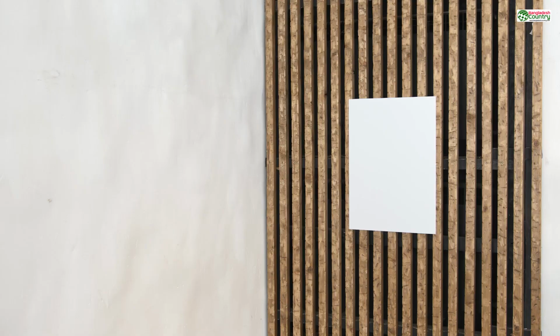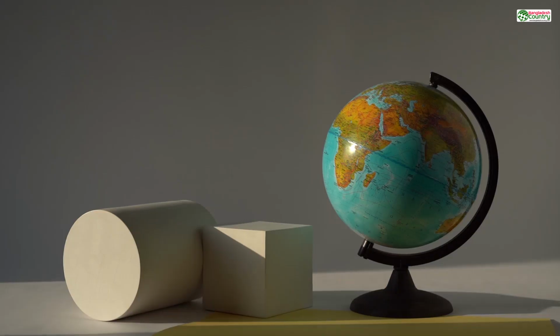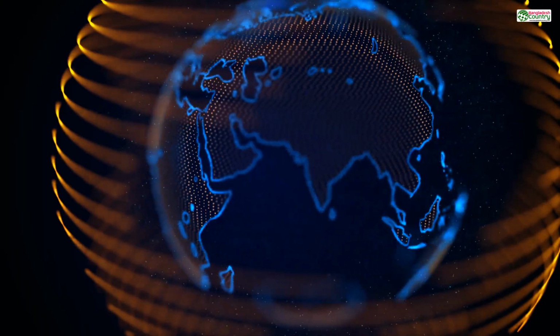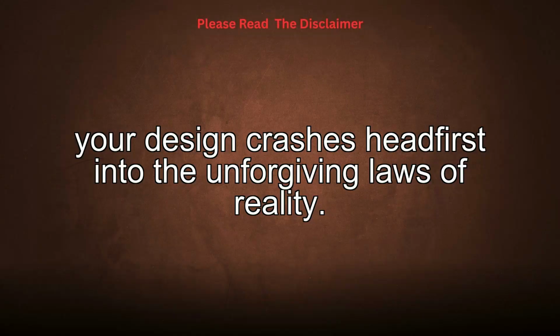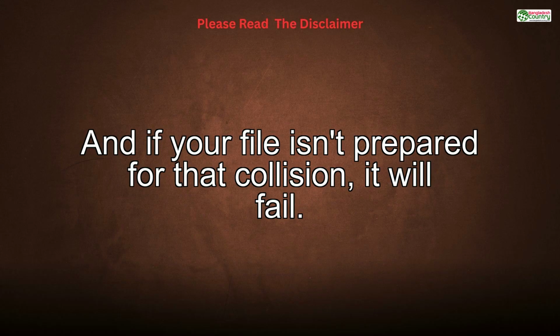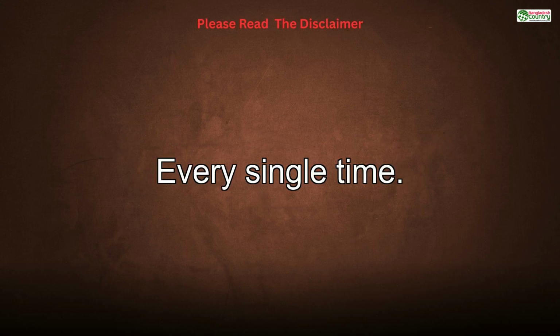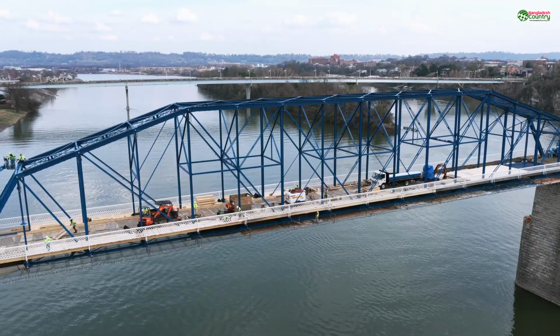It can display a wall that's infinitely thin. It can show two objects occupying the same space. In the digital world, anything is possible. But the second you hit that print button, your design crashes headfirst into the unforgiving laws of reality. And if your file isn't prepared for that collision, it will fail. Every single time.